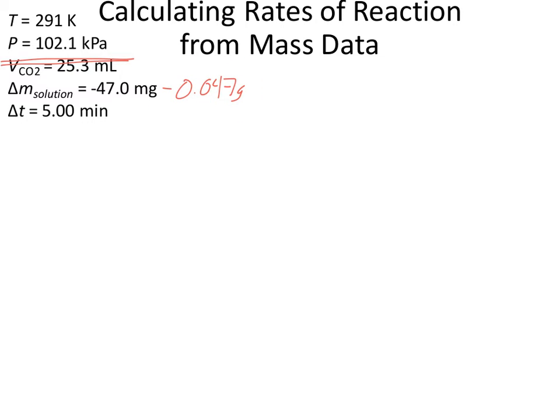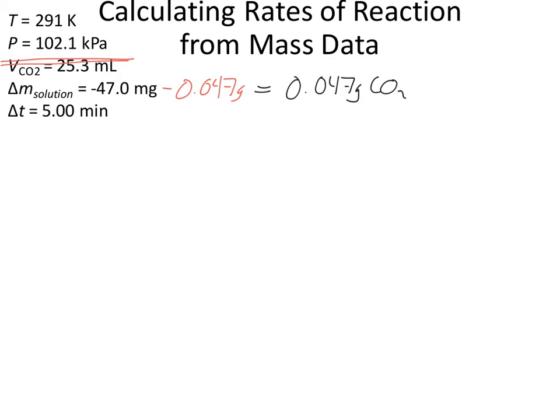But what we want to try to find out is where did that mass go? And we spoke about this earlier, that this mass was the mass of CO2 that left the solution. So this mass, based on the law of conservation of mass, is equal to the mass of the CO2 lost. If a solution is 0.047 grams lighter, well, that means that based on the law of conservation of mass, the mass that was lost was 0.047 grams of CO2. So now we can use this to figure out our rate here.